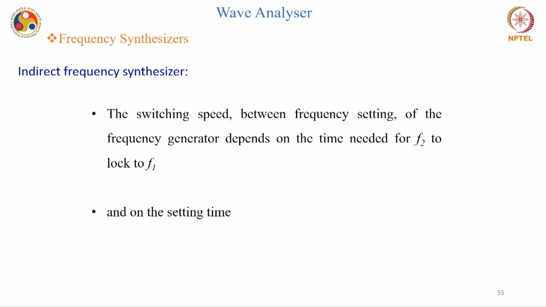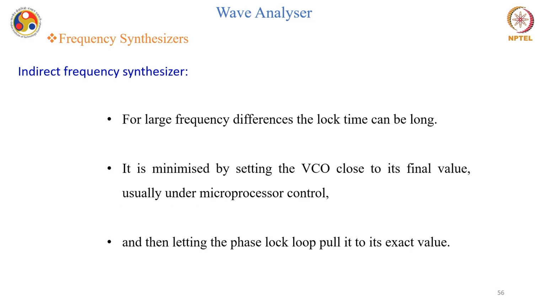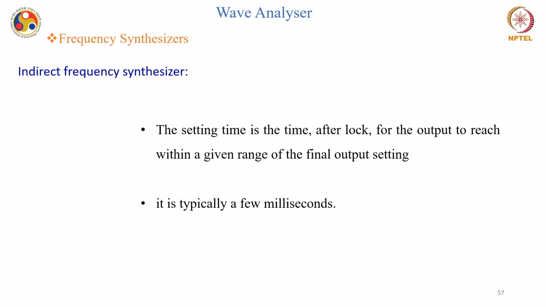For a large frequency difference, the lock time can be long, and it can be minimized by setting the VCO very close to its final value, usually under control of some microprocessor or microcontroller, and then letting the phase locked loop pull it to the exact value. The setting time is basically the time after the lock for the output to reach within a given range of the final output setting, and it is typically in the range of a few milliseconds. This is how a frequency synthesizer can help the wave analyzer or heterodyne wave analyzers.